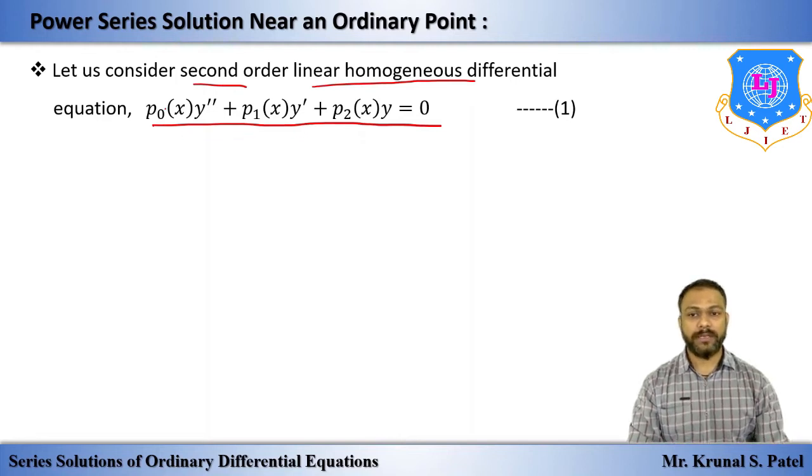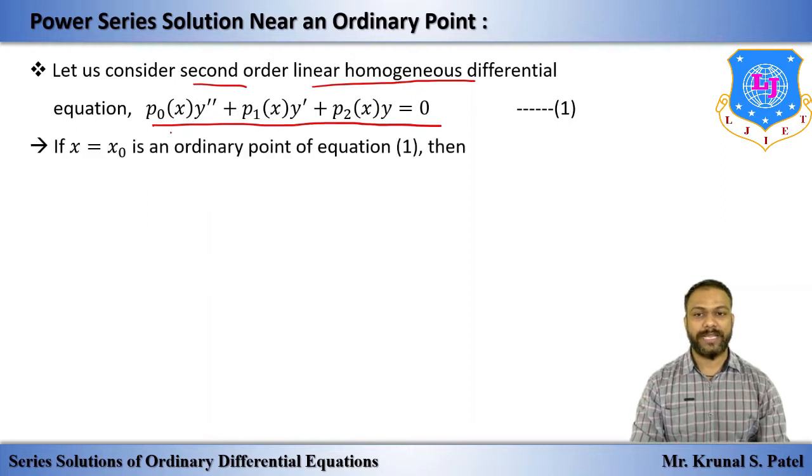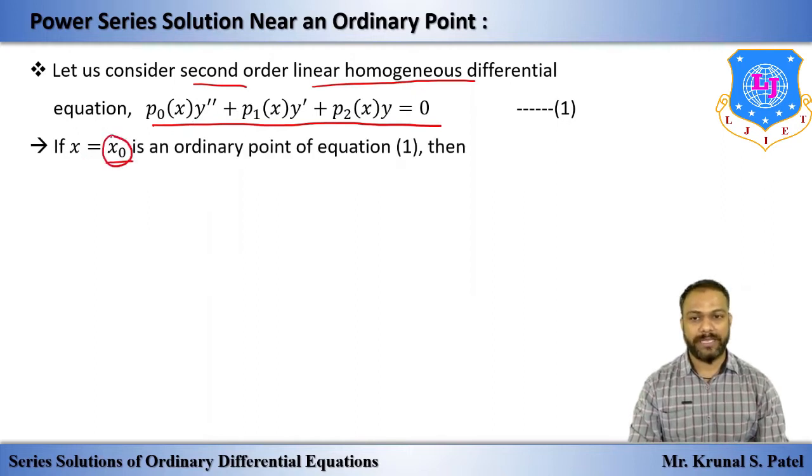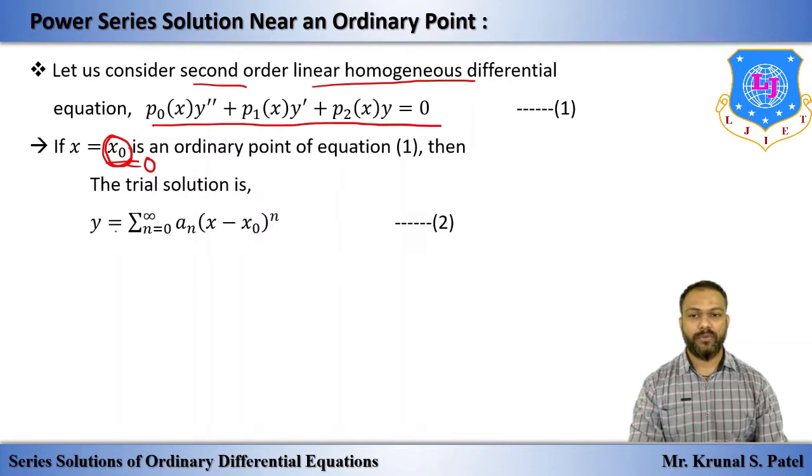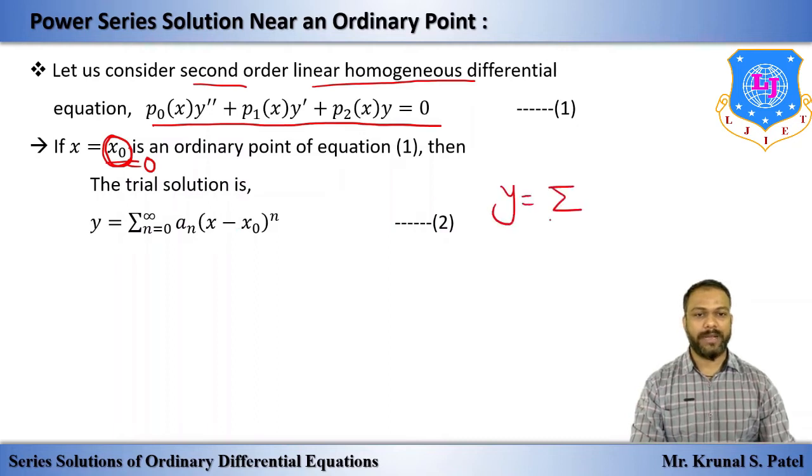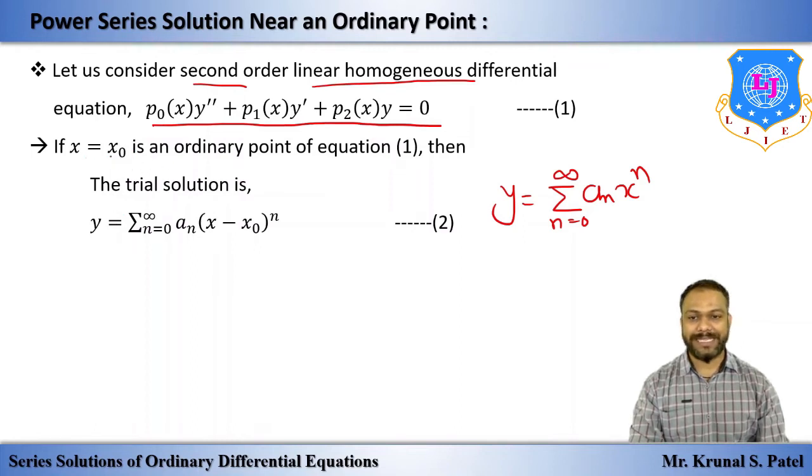Now here you should not divide by this. You just have to check that x is equal to x0, and in our case this value is always 0, in this syllabus. So if x0 is an ordinary point of equation 1, then the trial solution is y is equal to sigma n is equal to 0 to infinity a n times (x minus x0) whole raised to n. If this x0 is 0, then this becomes y is equal to sigma n is equal to 0 to infinity a n x raised to n. That we have to compulsorily remember. I am just explaining this method, that's why I am using x is equal to x0.